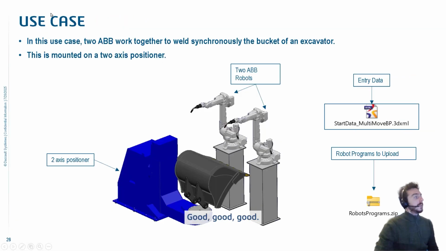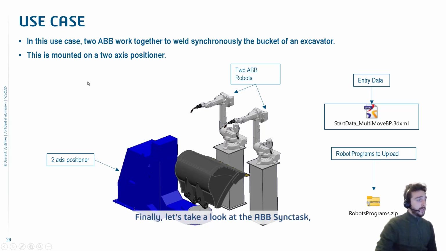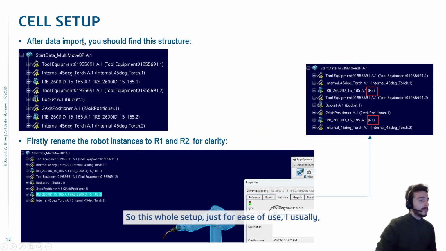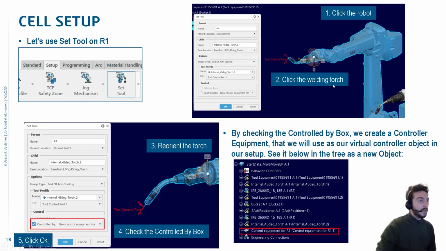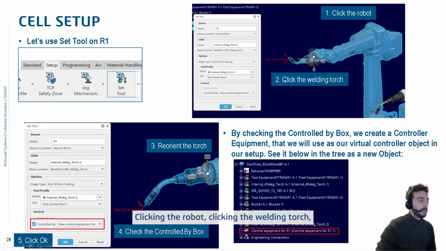Finally, let's take a look at the ABB SyncTask and how it's supposed to work inside DELMIA Robotics. So we have a simple setup with two stationary robots and a two-axis positioner welding on the same excavator bucket as we saw earlier. For ease of use, I advise you to rename your instances, so R1 and R2 in our case, and then I'm gonna use the set tool command. Clicking the robot, clicking the welding torch, reorient it so it looks like in the photo.